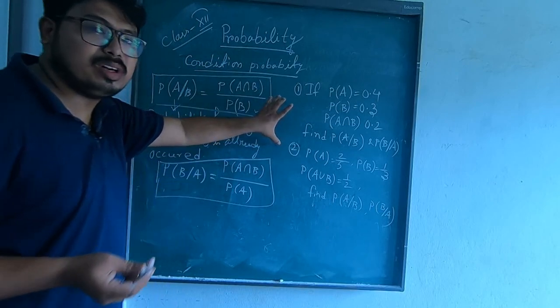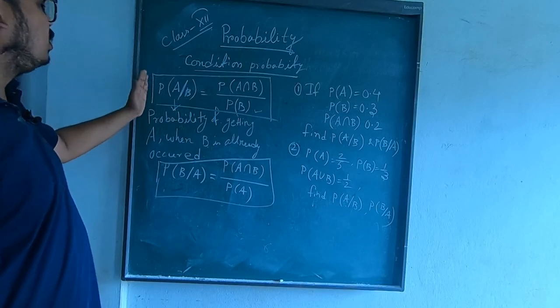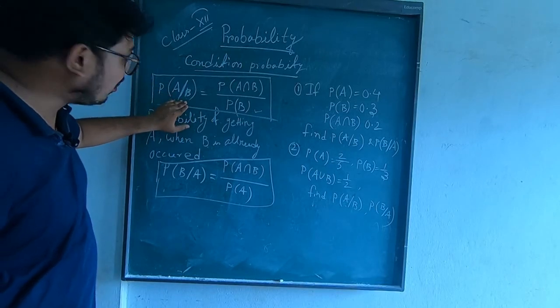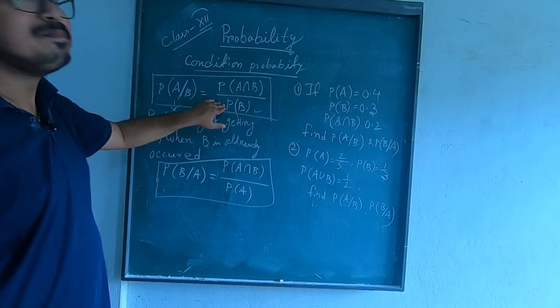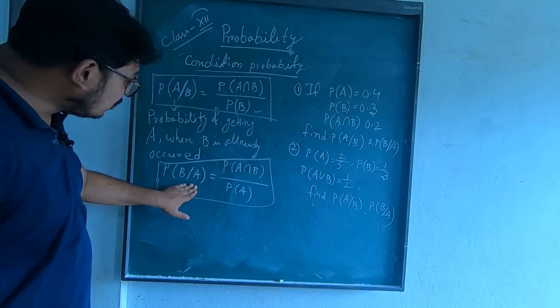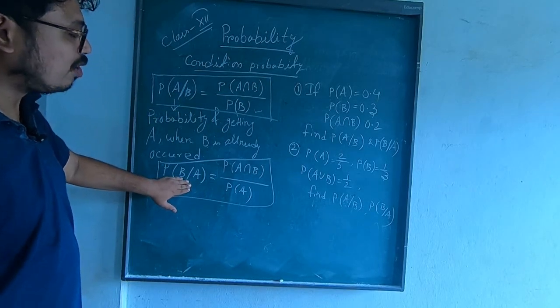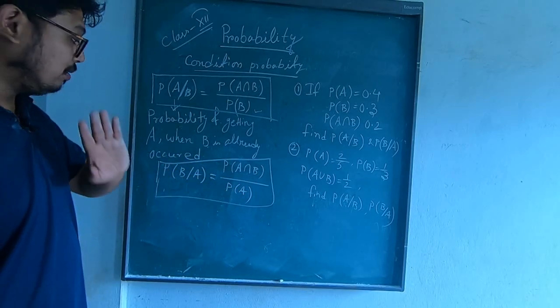First of all, the simple one we will do, then we will move towards the difficult one. So what is this? Probability of getting A when B has already occurred equals probability of A intersect B divided by probability of B. Same way, probability of B when A has already occurred equals probability of A intersect B divided by probability of A.